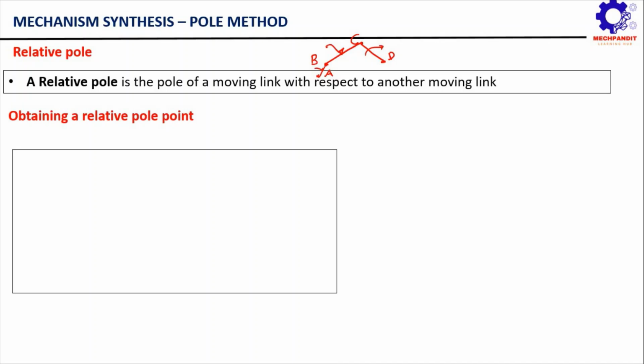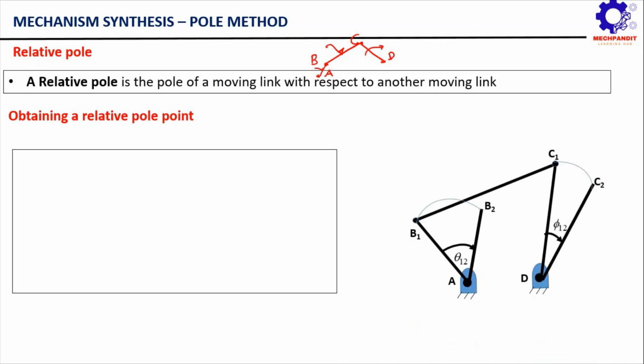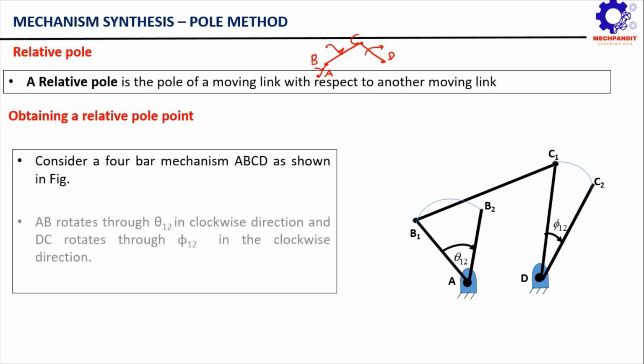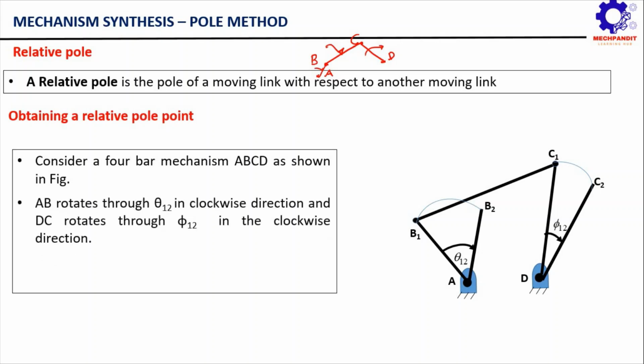Obtaining a relative pole point. So let us go back to our diagram again and let us go to each of the steps one by one. We will again consider the 4-bar mechanism which is being shown in the figure. Now we will assume that in this mechanism, this AB rotates through theta 12, and corresponding to this rotation, the output link CD rotates through phi 12 in the clockwise direction.